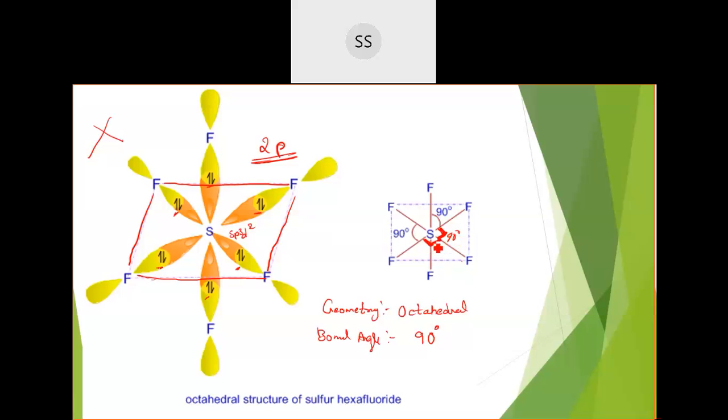So in the square, what is the angle they are having? 90 degrees each, no? Between each vertex, what is the angle? 90 degrees each. So again, see here 90 degrees. This also will be 90 degrees. Then above and below the plane you check. Since this above plane is perpendicular to this plane, this will also be 90 degrees. Correct, no? Perpendicular, no? So 90 degrees each. Okay, good. So bond angle is 90 degrees each.